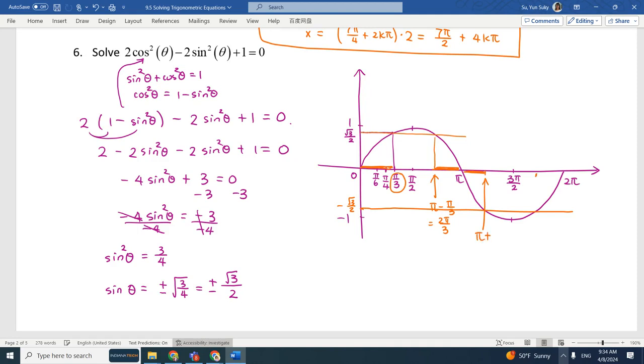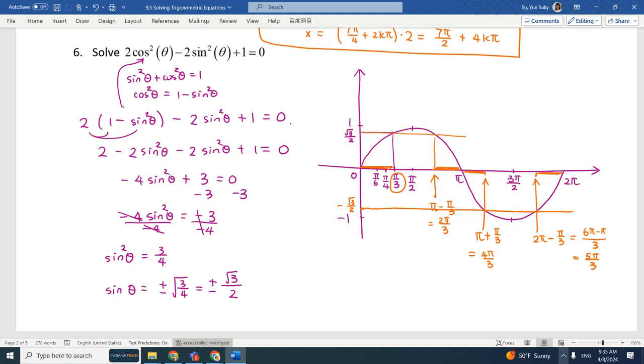Exactly. Pi plus the reference angle, pi over 3, which is 4 pi over 3. Good. How about this one? 2 pi minus pi over 3, which is, 6 pi minus pi is 5 pi over 3. Yes, everybody? So we get all 4 solutions: the pi over 3, the 2 pi over 3, the 4 pi over 3, and 5 pi over 3.